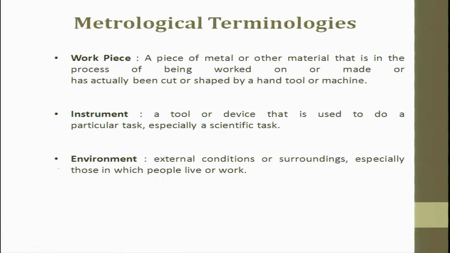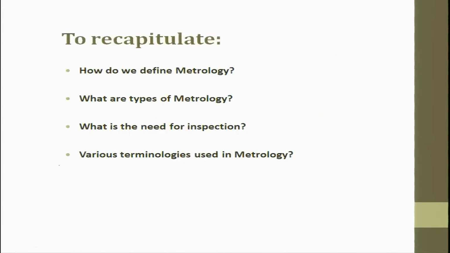So, this is also very, very important. To recapitulate, in this chapter we saw different definitions for metrology. We saw different types of metrology: scientific, industrial and legal. What is the need for inspection? Yes, we saw that, and we saw various terminologies in metrology, which is very, very important.